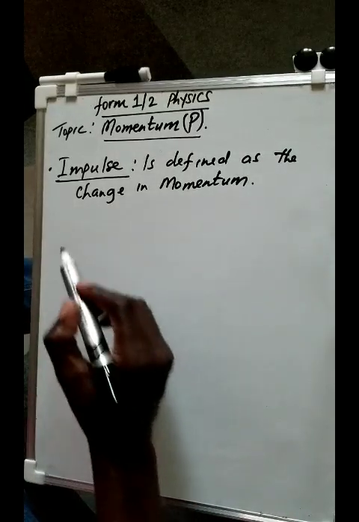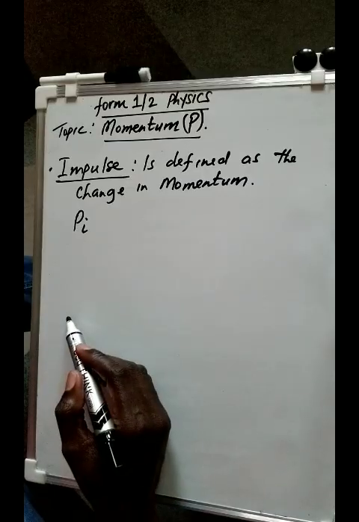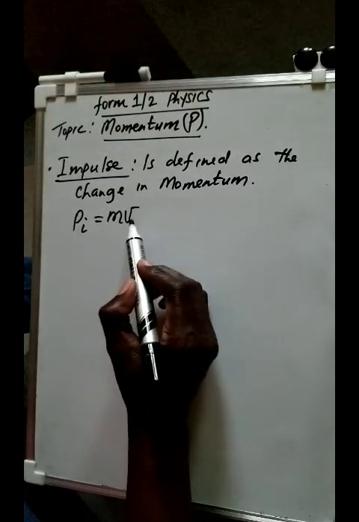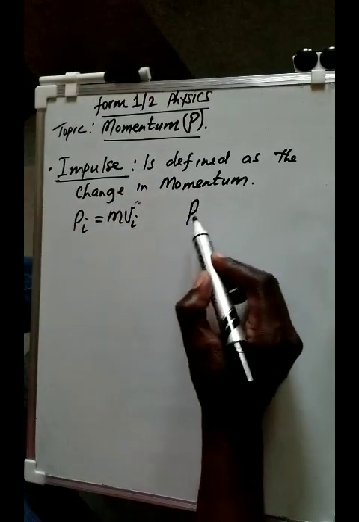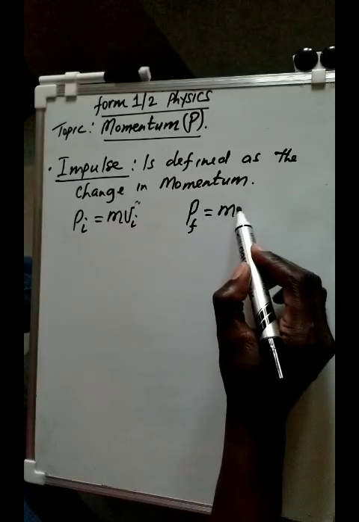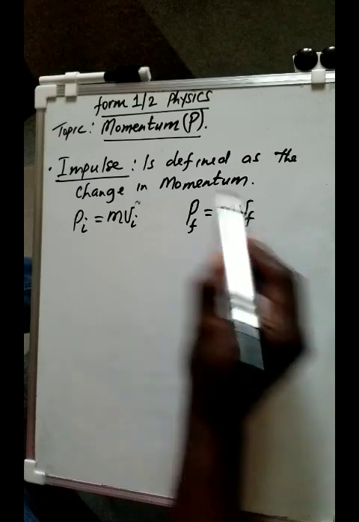Now, initially, you can have the initial momentum. I'll represent it by Pi, initial momentum. It simply means that it will be the mass multiplied by the initial velocity. You can also have the final momentum, meaning it will be mass and the final velocity. You get the point? Yeah, that's what we mean there.